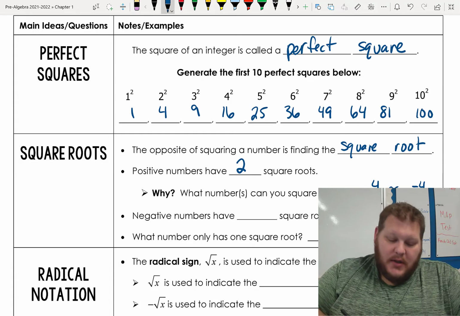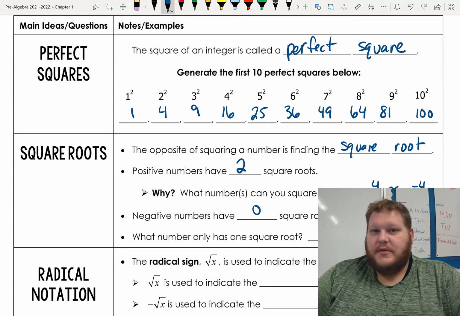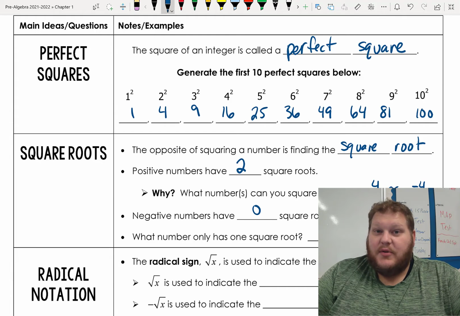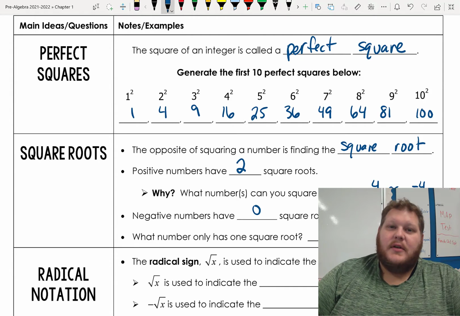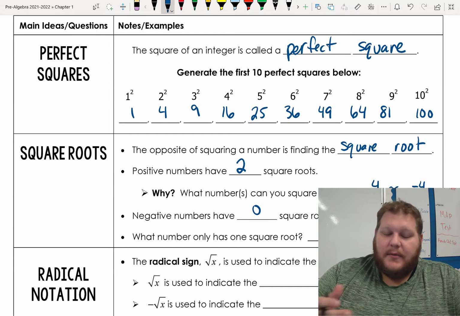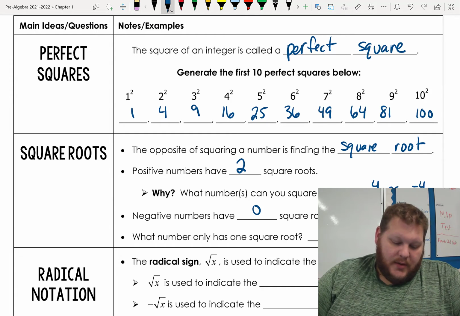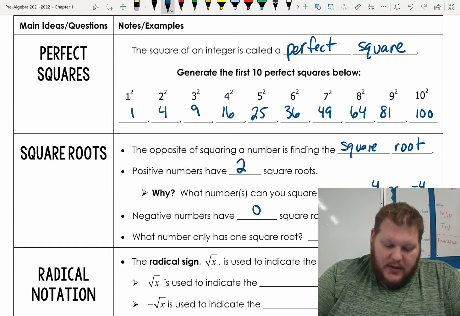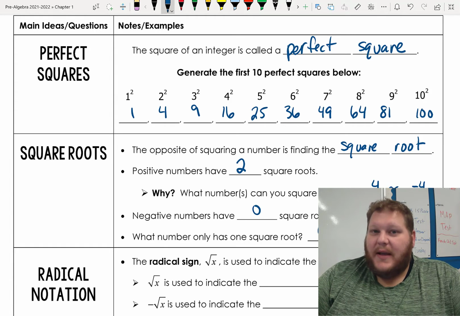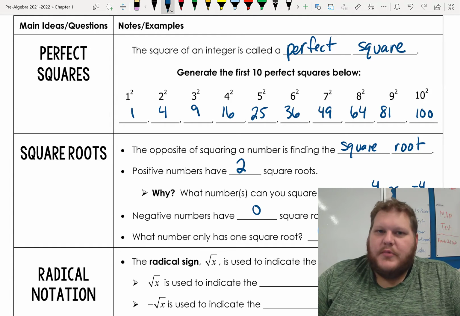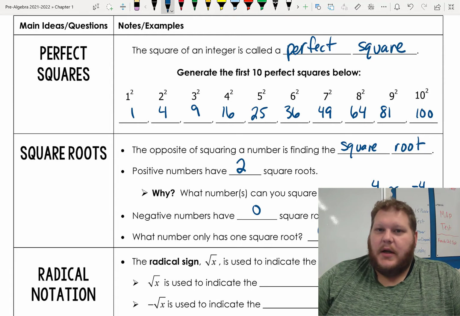Now, negative numbers don't have any square roots. We cannot take the square root of a negative number, because like we just saw, anytime we square something, my answer is always positive. If we square a positive number, it stays positive. If we square a negative number, it becomes positive. So we're never going to have a negative inside my square root symbol. What number only has 1 square root? Well, that one's a little bit unique. 0 is the number that only has 1 square root, because the only thing you can multiply by itself to get 0 is 0. So 0 squared is 0, so the square root of 0 is 0.